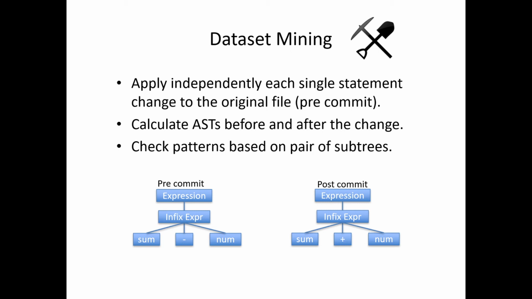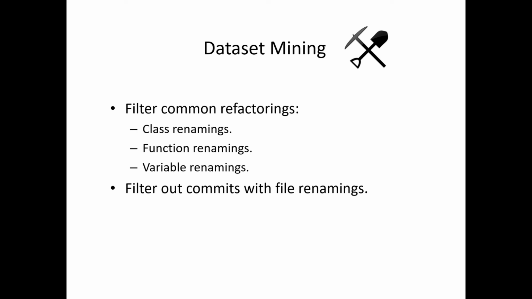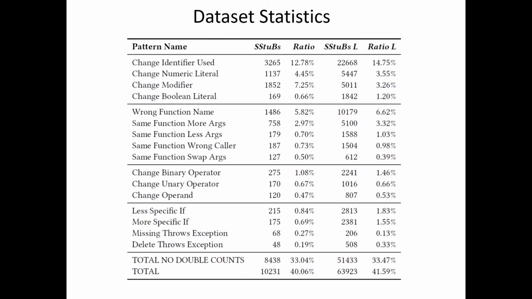Basically, we calculate the ASTs before and after the change, and we feed this into a module that checks if any of the patterns exist. Finally, to ensure better quality in the dataset, we filter out common refactorings like class renamings, function renamings, and variable renamings. Here are some statistics for the dataset. If you're more interested in these, I would suggest having a look at the paper.